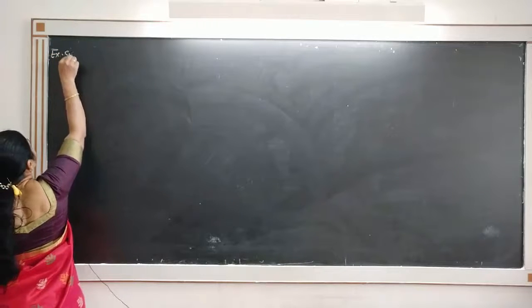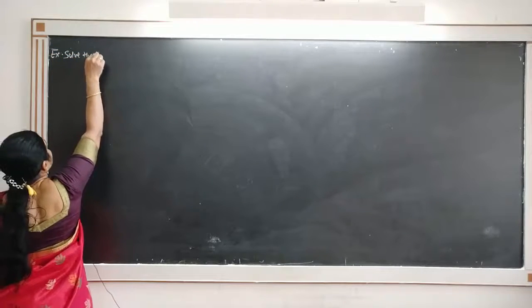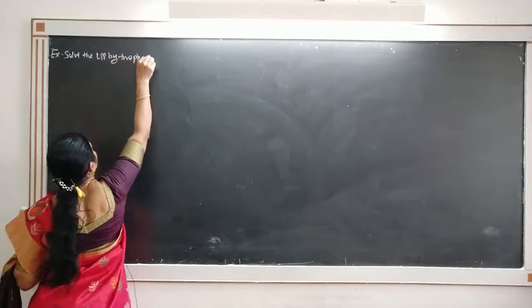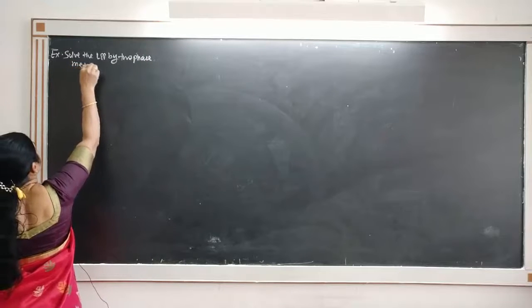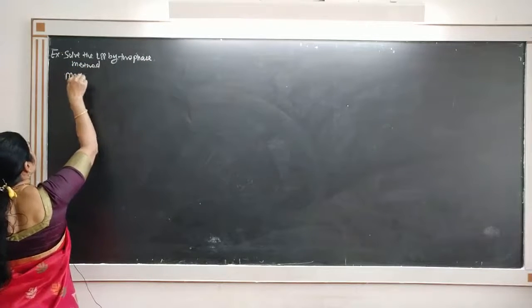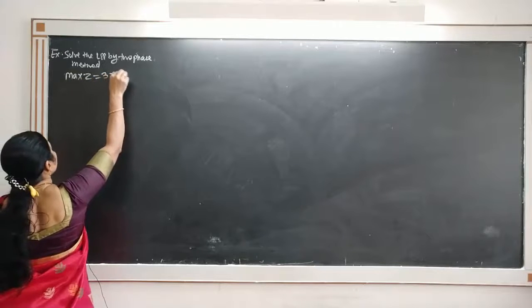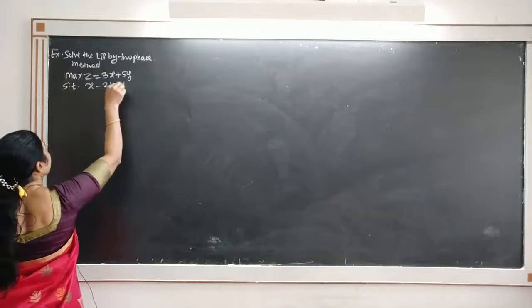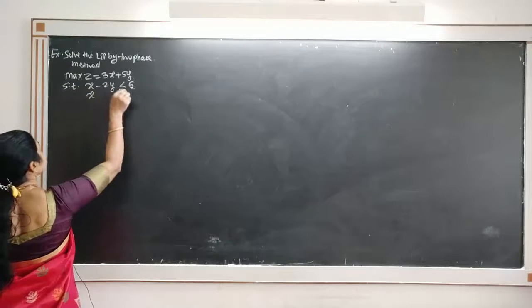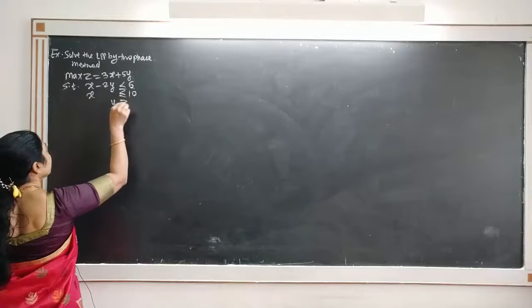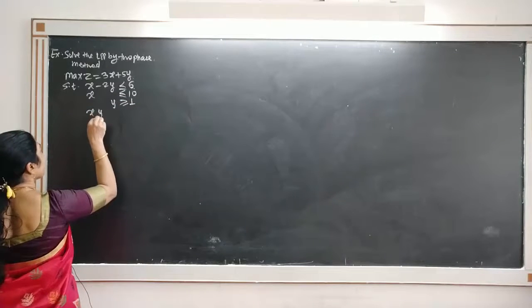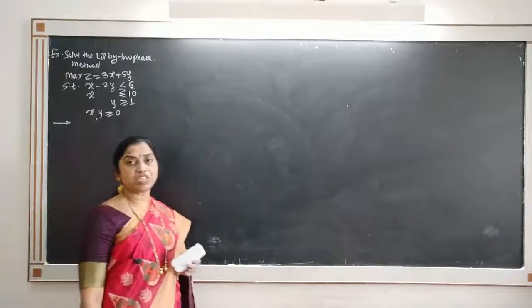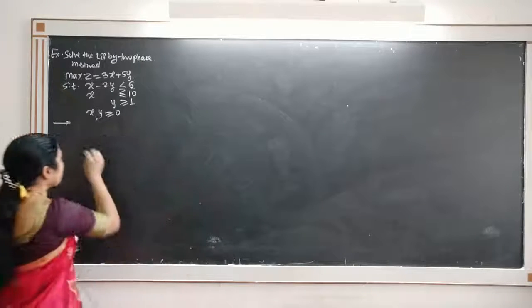Solve the LPP by two-phase method. Maximum Z is equal to 3x plus 5y subject to constraints x minus 2y less than or equal to 6, x less than or equal to 10, y greater than or equal to 1, x, y greater than or equal to 0. To solve the LPP by two-phase method, we consider firstly phase 1.